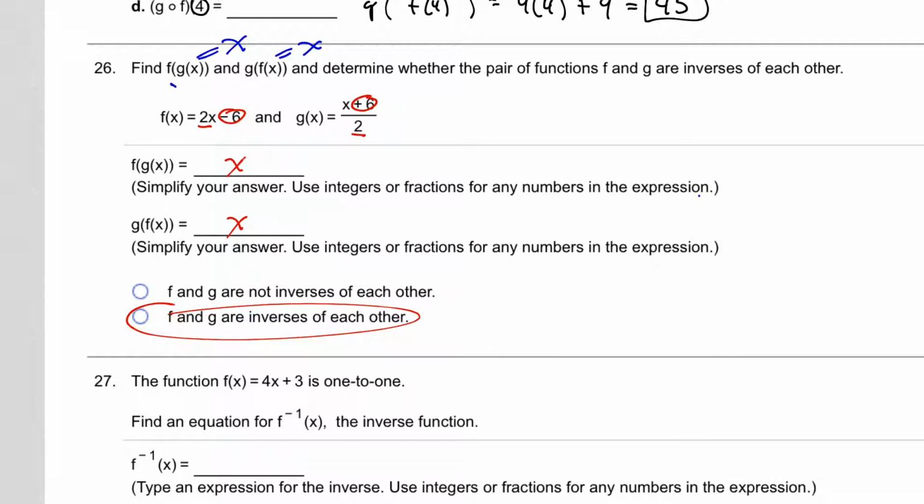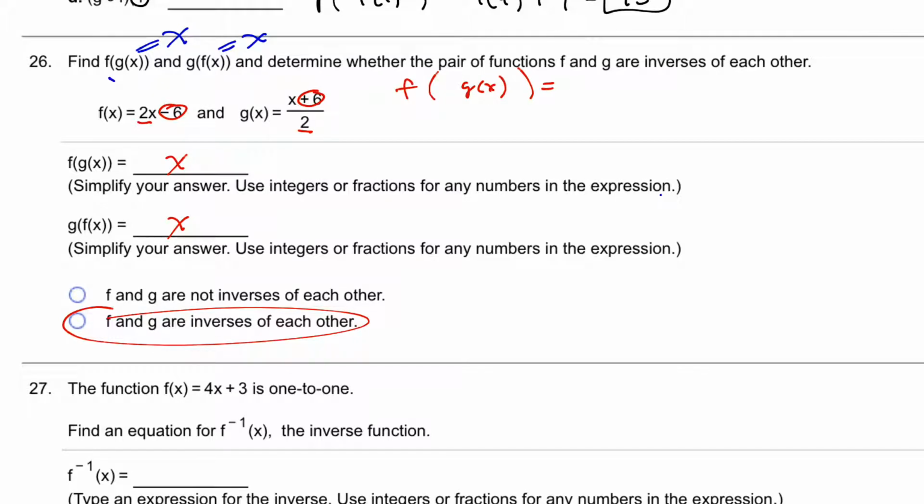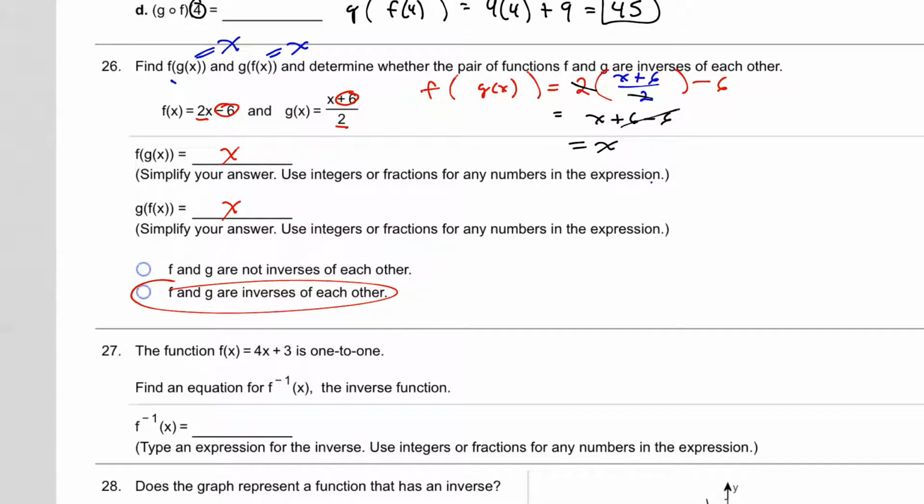So here's the proof of that. If you just put g inside of f, so g is our yolk, f is our shell. Let's do our shell, and let's put in our yolk. As you can see, the 2's cancel out, giving you x plus 6 minus 6, and those cancel out, giving you x. And vice versa.